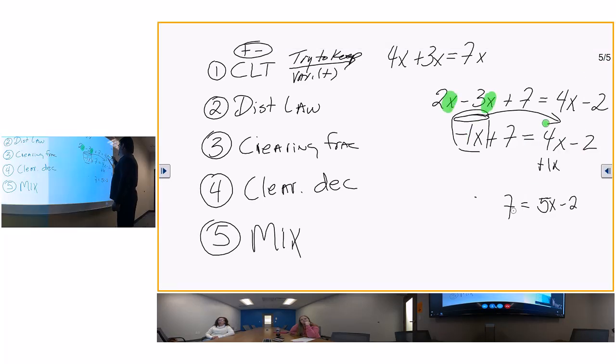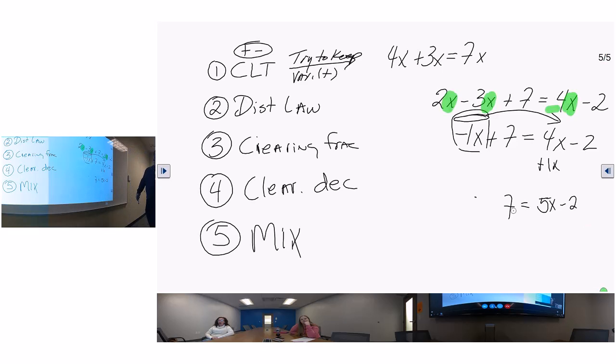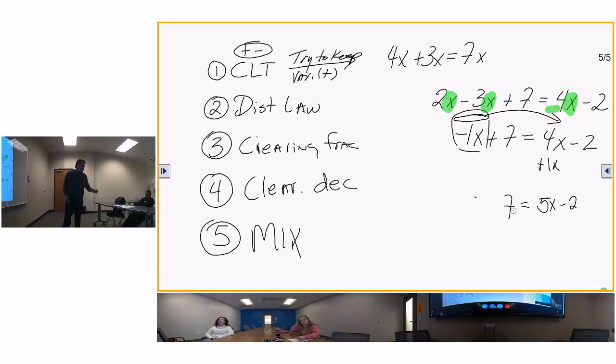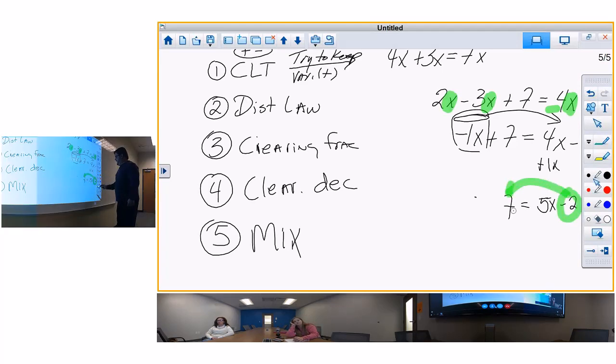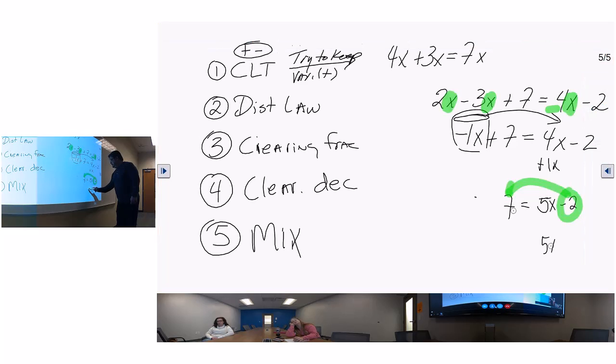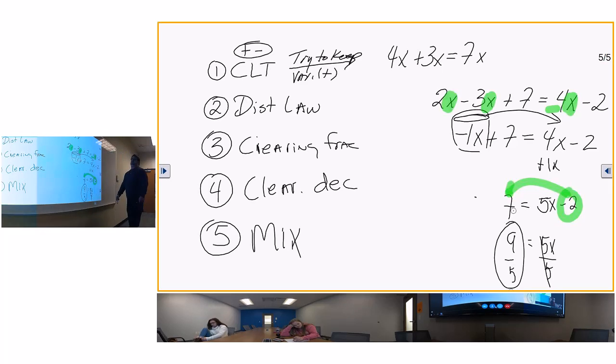To get the variable by itself. You could care less about the numbers. You focus on the variable. Okay, so what do you do with that 2? You add it to the 7, you get 9. 5x is equal to 9. Divide by 5, divide by 5, x is equal to 9/5.